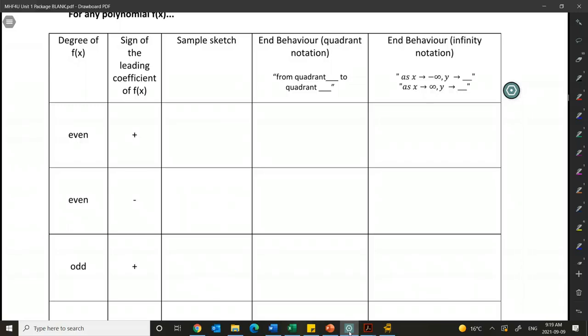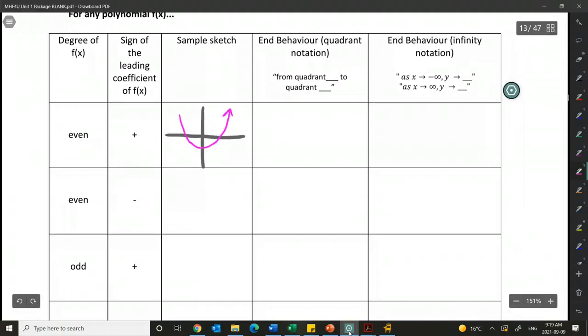Okay, so here's a sample sketch for you. Any even and positive polynomial is going to follow this pattern. It might be shifted up, it might be shifted down, it might be shifted left or right, but if we extend the ends, it will always go into these quadrants eventually. So as we saw from our homework, any even and positive polynomial for degree and leading coefficient is going to go from quadrant 2 to quadrant 1, Q2 to Q1.